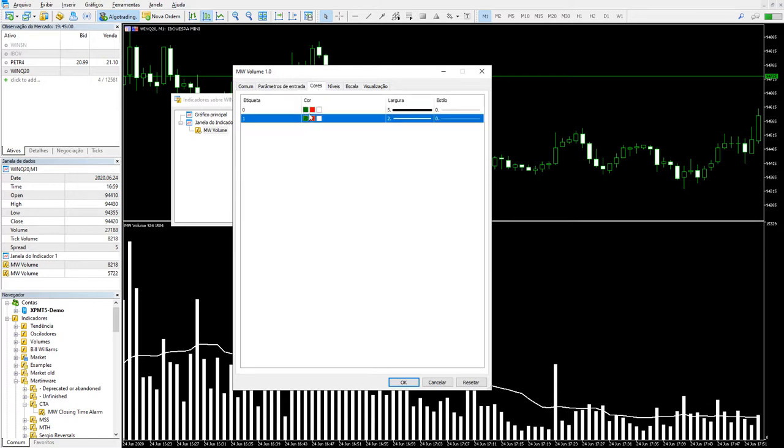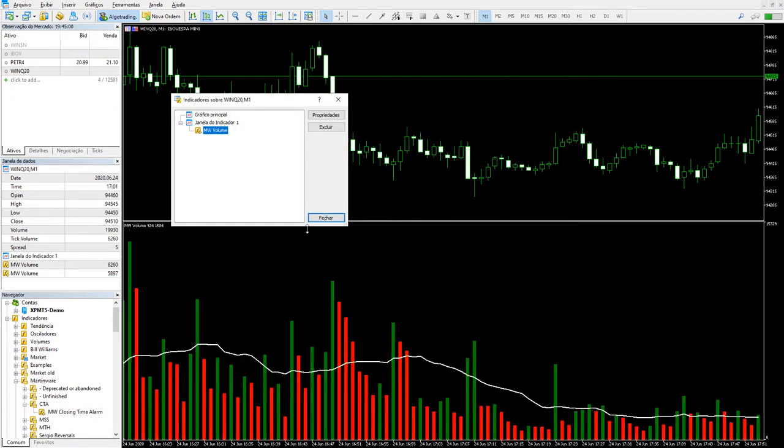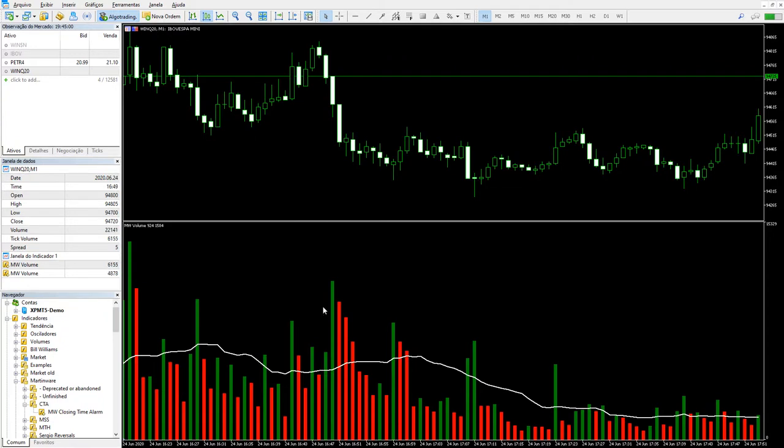So we have three colors, the positive, the negative, and the neutral one. And the second algorithm, therefore, is to show increasing or decreasing values. And the third is it plots the volume relative to the moving average. Of course, the best way is just to show you. Let's start just by the volume. So here we have increasing or decreasing volume. Now this is the result.